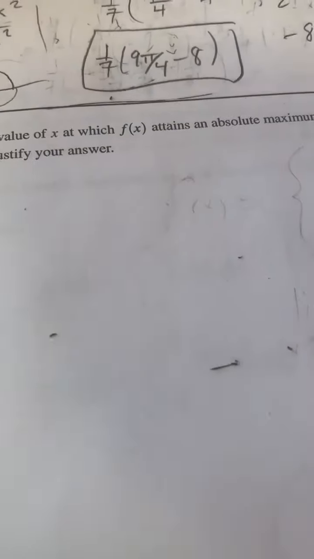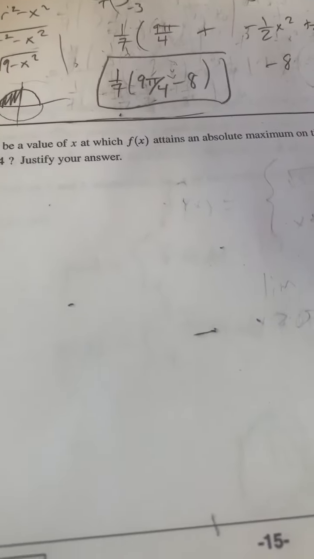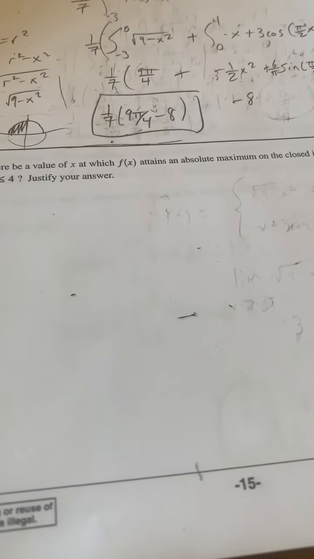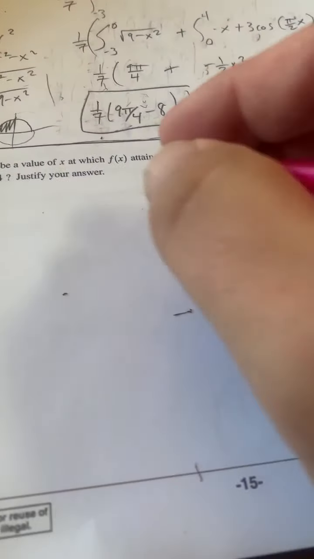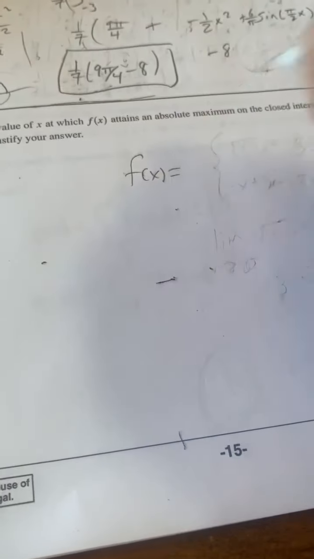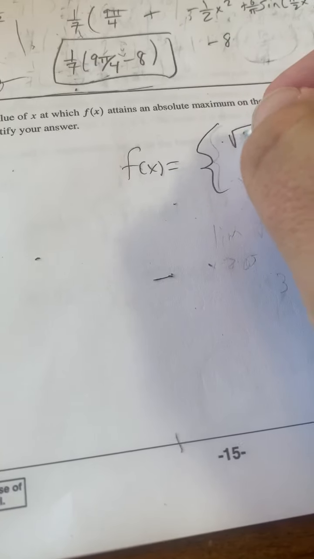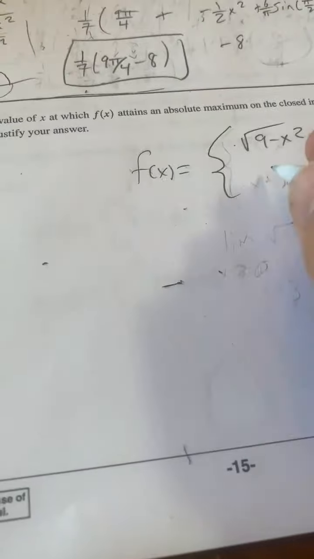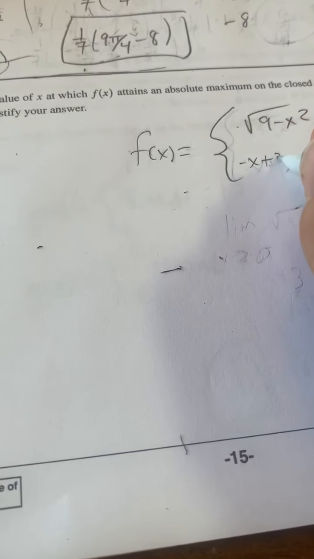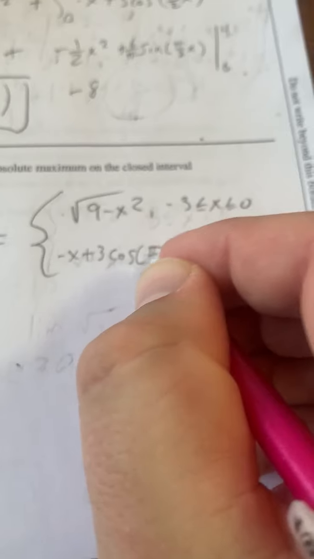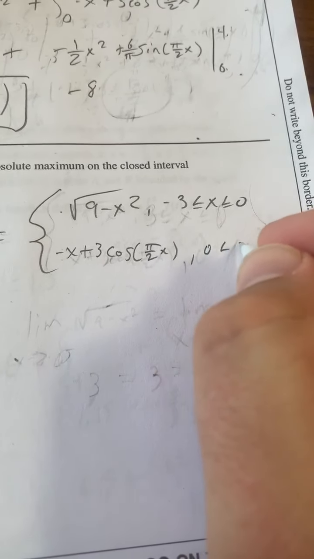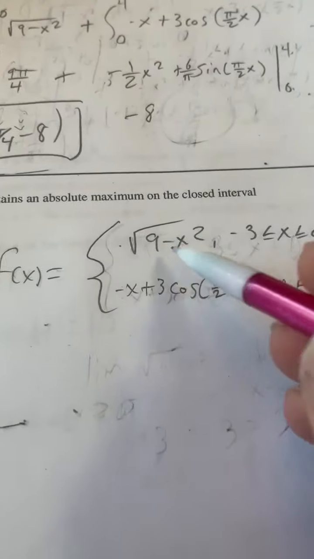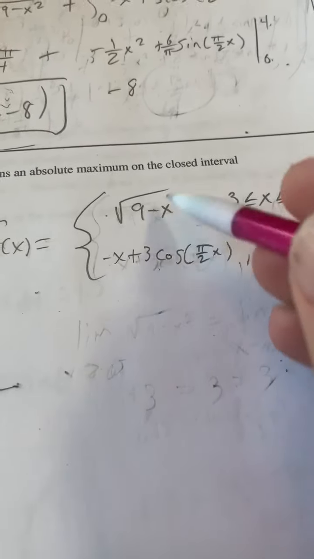Here it says, must there be a value of x at which f of x attains an absolute maximum? As long as a function is continuous on an interval, it'll have an absolute max and absolute min. That's extreme value theorem. So we have this function in pieces. The pieces are square root of 9 minus x squared from negative 3 to 0, and negative x plus 3 cosine of pi over 2x from 0 to 4. So basically, this is a continuous function, and this is a continuous function. We just need to know if they meet.